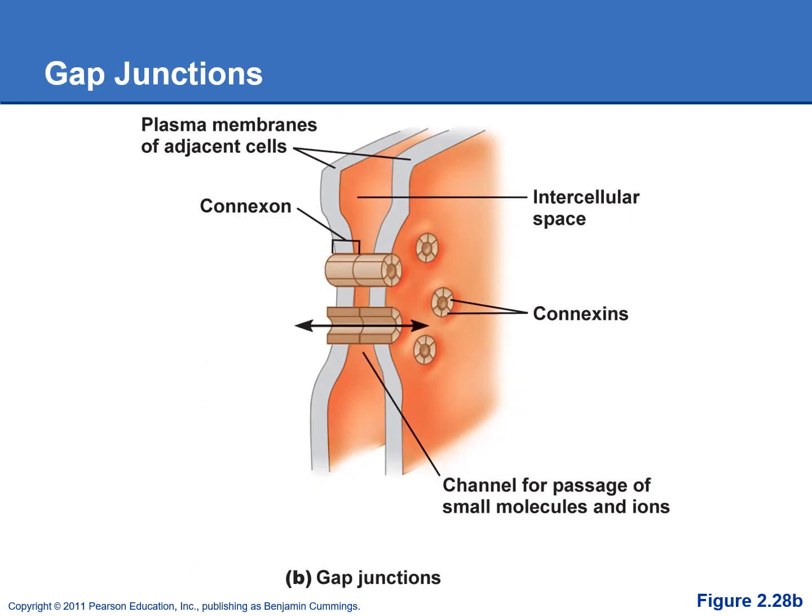And then these are gap junctions. So gap junctions form little protein channels between two cells, and that allows the cells to pass messages in between them or nutrients. So those are gap junctions.